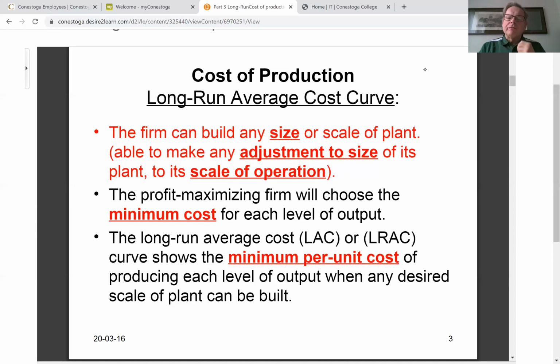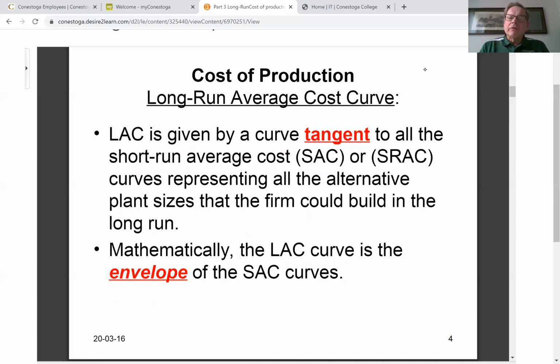So the long run average cost curve, labeled LAC or LRAC, shows the minimum cost per unit of producing each level of output when any desired scale of plant can be built. The long run average cost curve is given by a curve tangent. Please highlight that the long run average cost curve is tangent to all the short run cost curves that the company is looking at. So if they're looking at 4 different plant sizes to build, they're going to have 4 different short run average cost curves representing all the alternative plant sizes that the firm could build in the long run. Remember, we're only in the planning stages here. The long run cost curve mathematically is the envelope that encloses all of the short run average cost curves. We'll show you that in a moment.